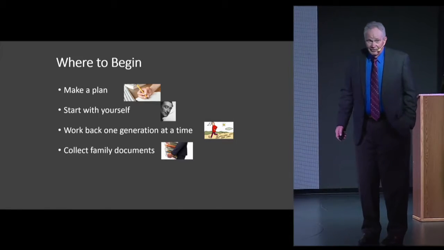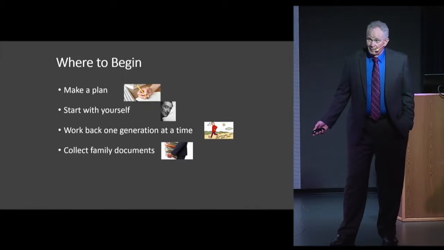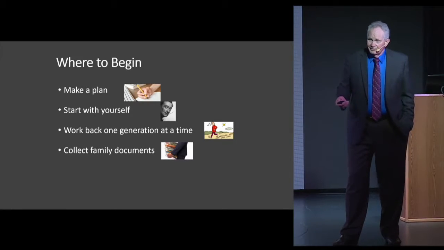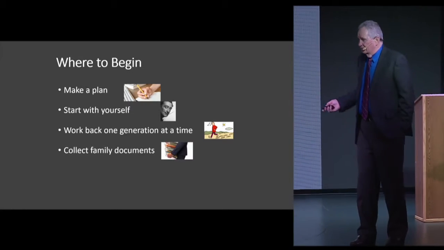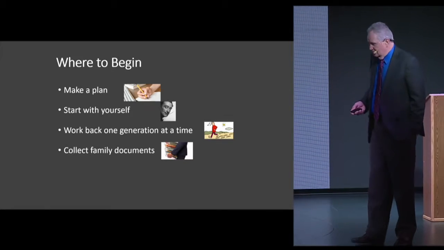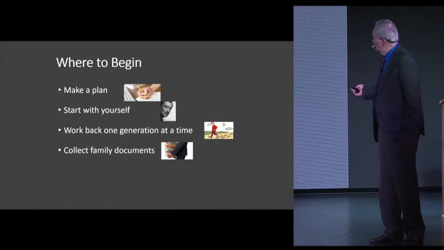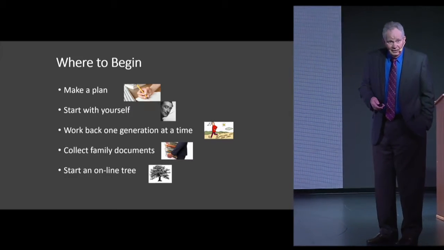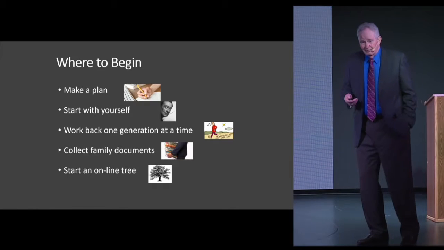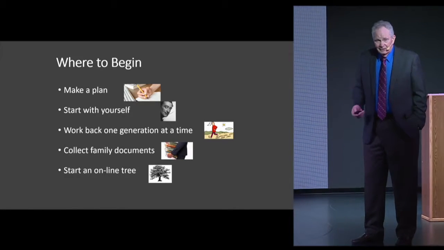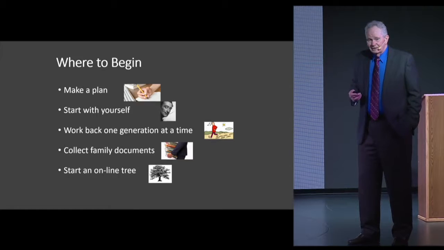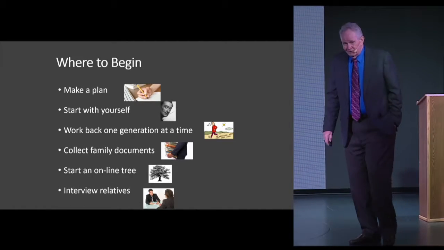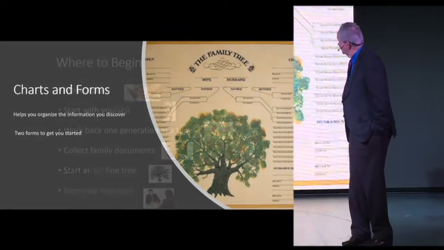You've got to accumulate family documents, and if you're like me, they're everywhere. Other family units have them. They have birth certificates, marriage licenses, funeral notices, obituaries, all kinds of things, which are invaluable when you're researching. Start the online tree. And we're going to do that tomorrow. Each of you that brought a laptop or an iPad or a smartphone with you, we can actually build trees here on board. And then, as I said, interviewing relatives.